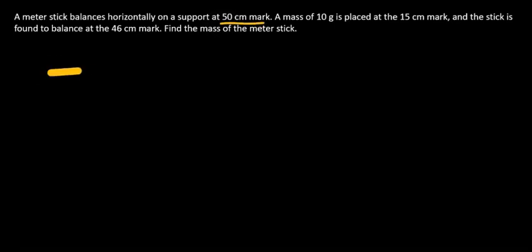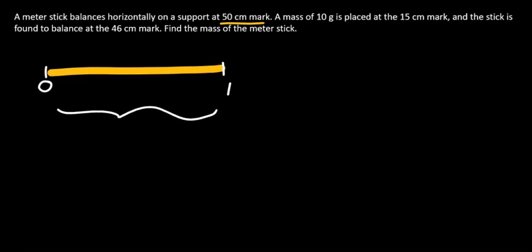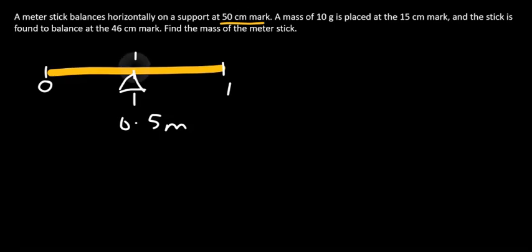What that means is, if you have a meter stick like this, when we say meter stick, this end is marked 0 and that end is marked 1. That denotes that the length of this meter stick is 1 meter. If it balances horizontally on a support at the 50 cm mark, you can support or balance this meter stick exactly in the middle, at the 0.5 meter mark. What that means is the center of mass of this meter stick is exactly in the middle.